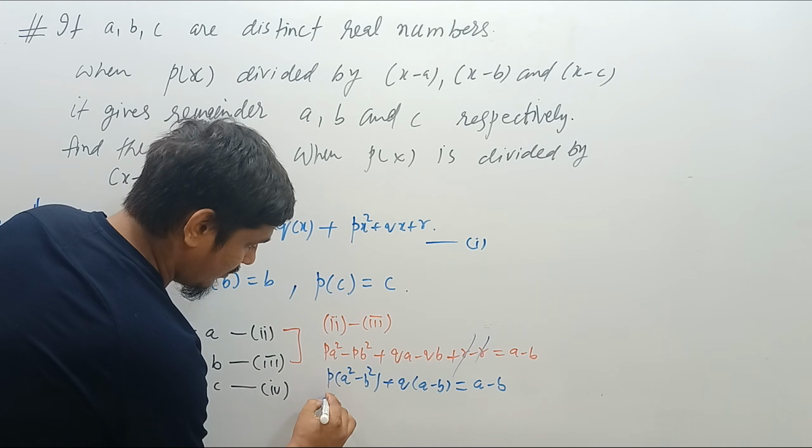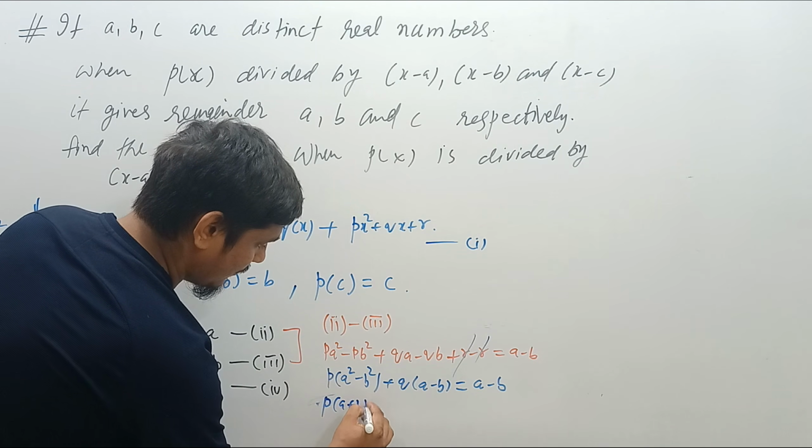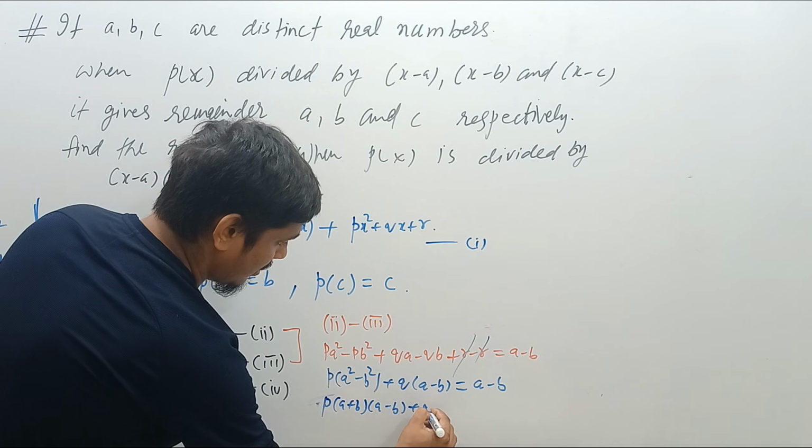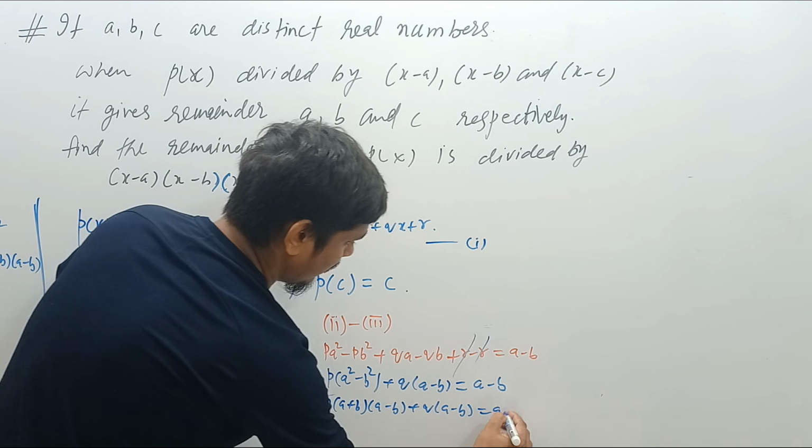First, let me write it down to avoid confusion: p times (a plus b)(a minus b) plus q times (a minus b) is equal to a minus b.